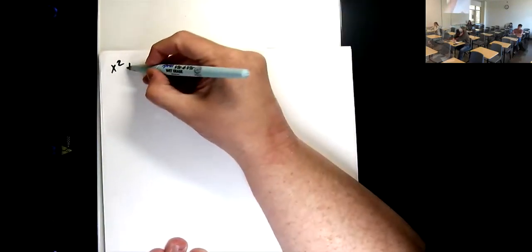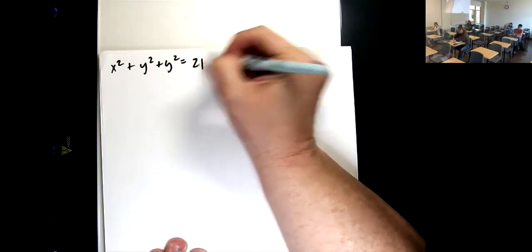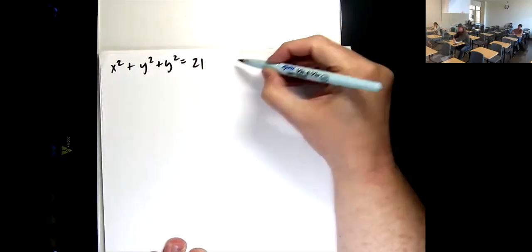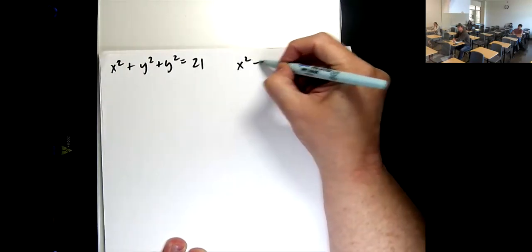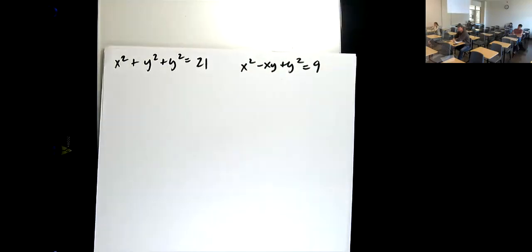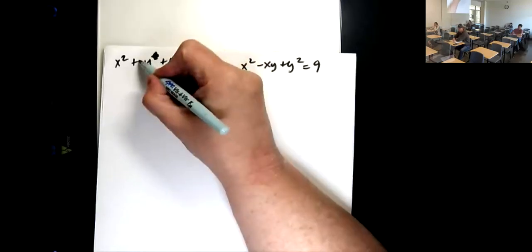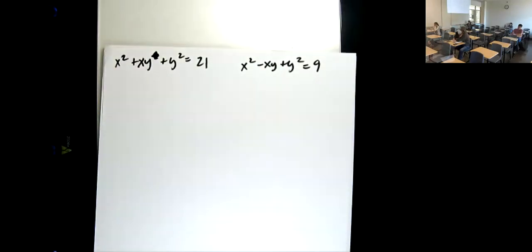X squared plus xy plus y squared equals 21. And we'll do x squared minus xy plus y squared equals 9. Is that first one supposed to be x squared plus y squared plus y squared? Nope, that's supposed to be plus xy. Thank you.